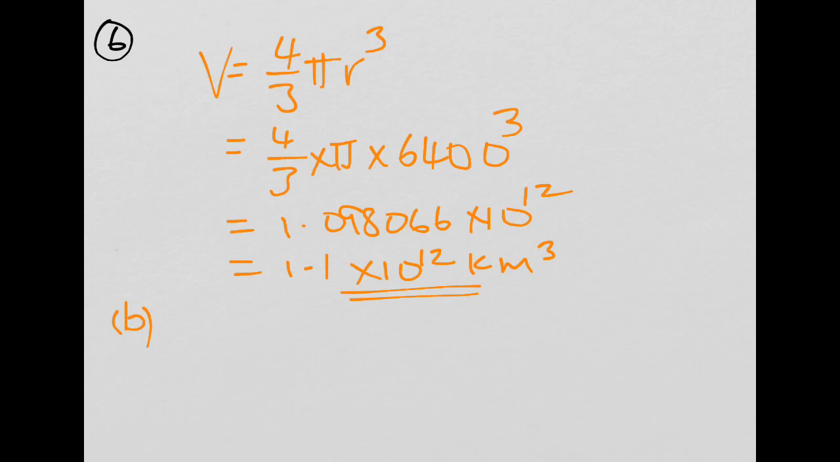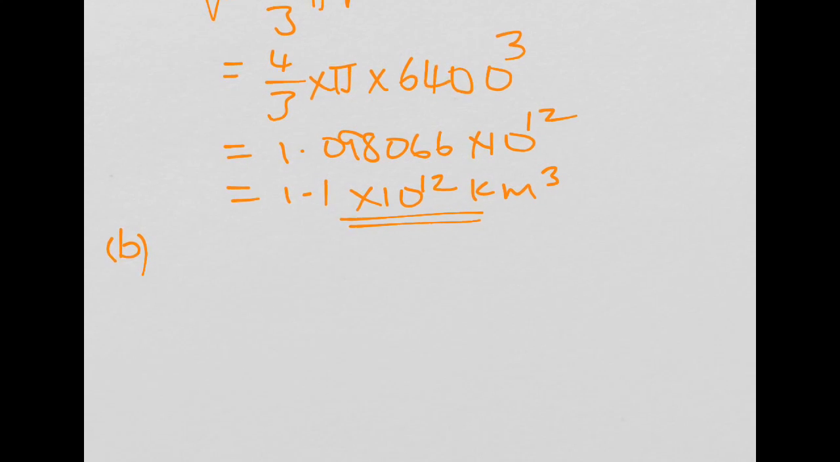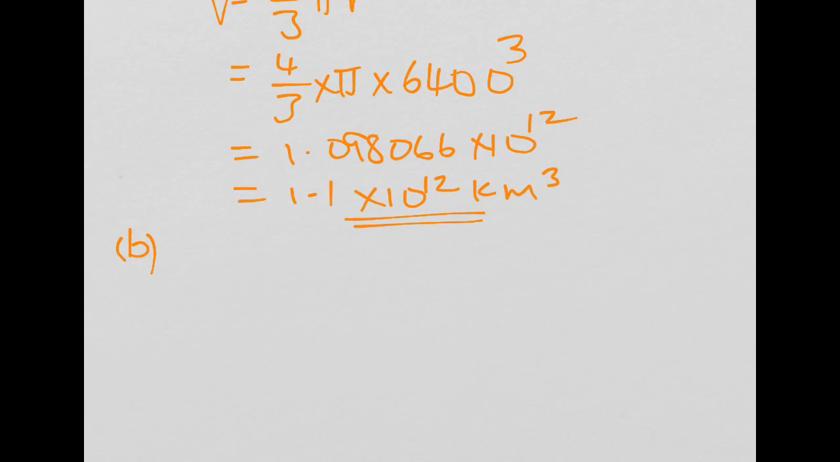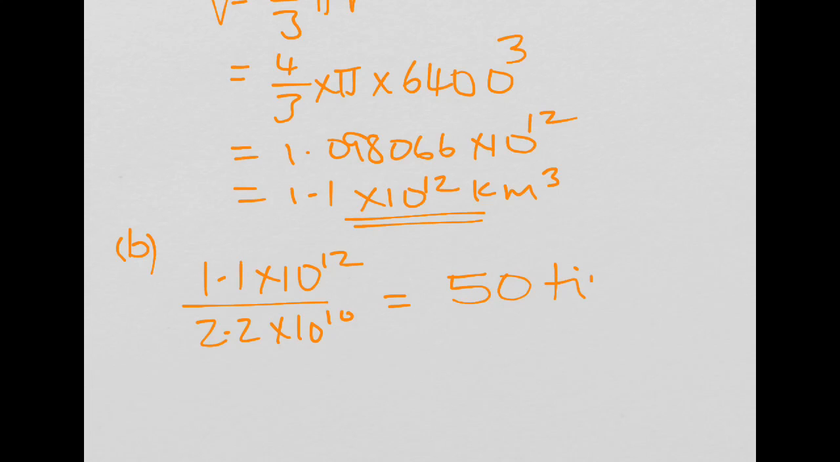Part B says how many times is this bigger than the moon? So take the answer we just got and divide it by the moon. And if you do that, it comes out to be nice and simple, 50 times bigger.